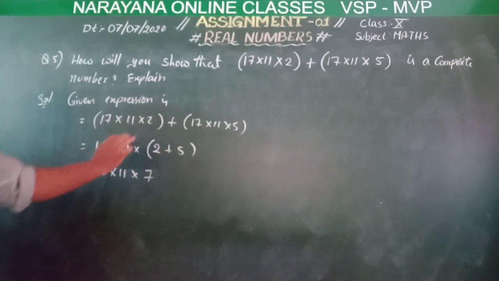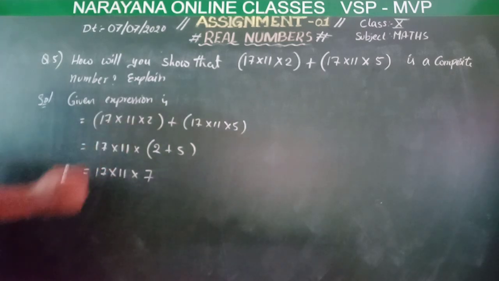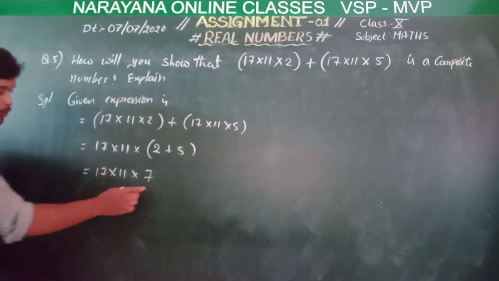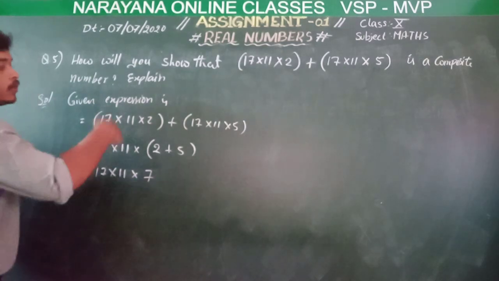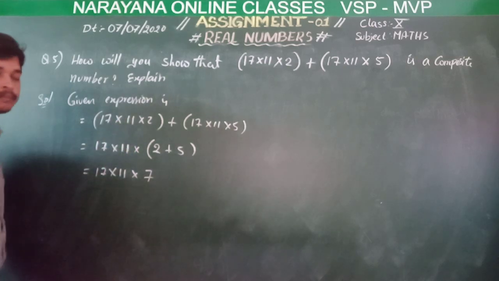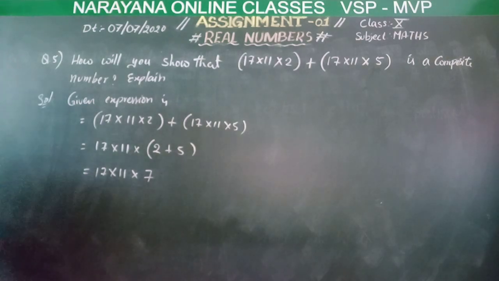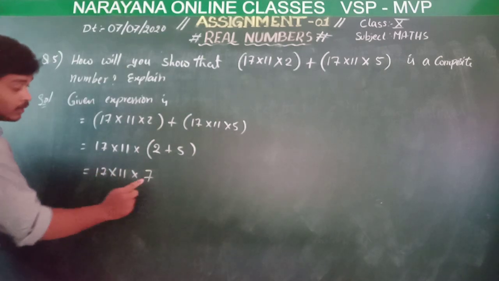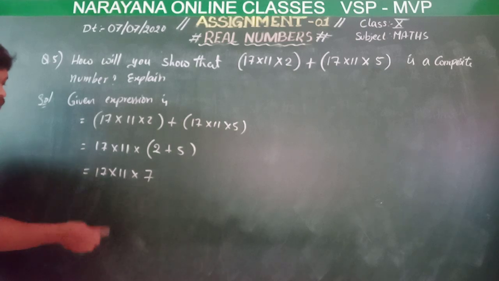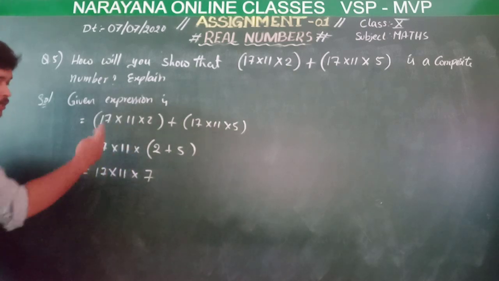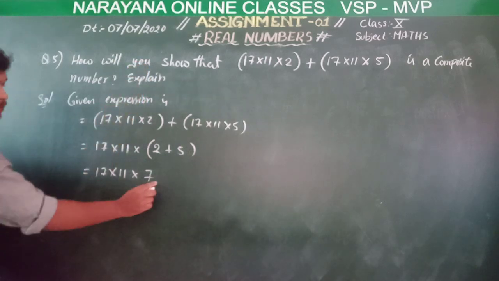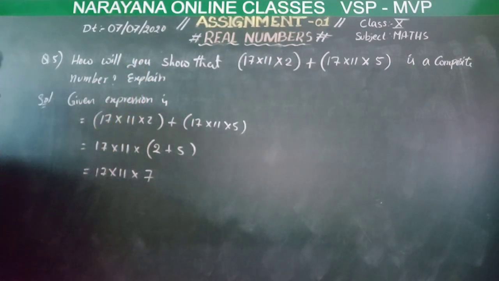See children, the whole expression we are writing as a product of three numbers. As a product of three numbers means these three numbers are factors of this number. These three numbers are factors of this number or not. See children, what is a composite number? Other than two factors. What are the two factors here? 1 and itself. So 1 and itself, other than two factors. See children, it means more than two factors totally. So it is a composite number or not? It is a composite number, right? So we are writing it as a product of three numbers, then it is a composite number.